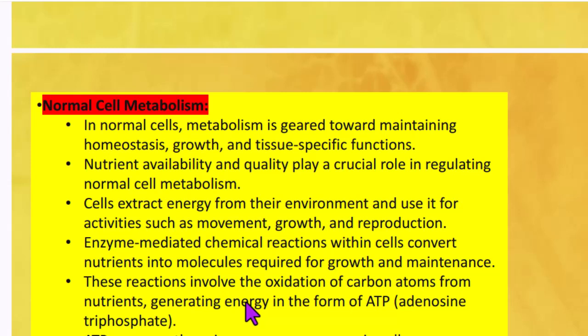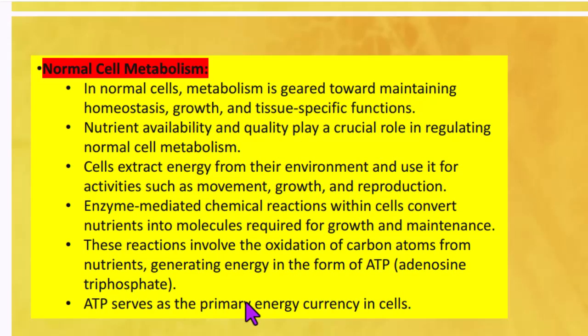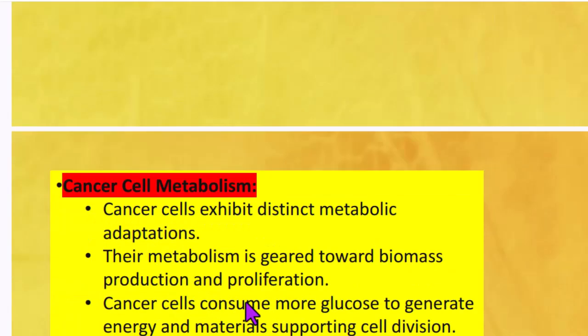Cells convert nutrients into molecules required for growth and maintenance. These reactions involve the oxidation of carbon atoms from nutrients, generating energy in the form of ATP, adenosine triphosphate. ATP serves as the primary energy currency in the cells. This occurs in the Krebs cycle.